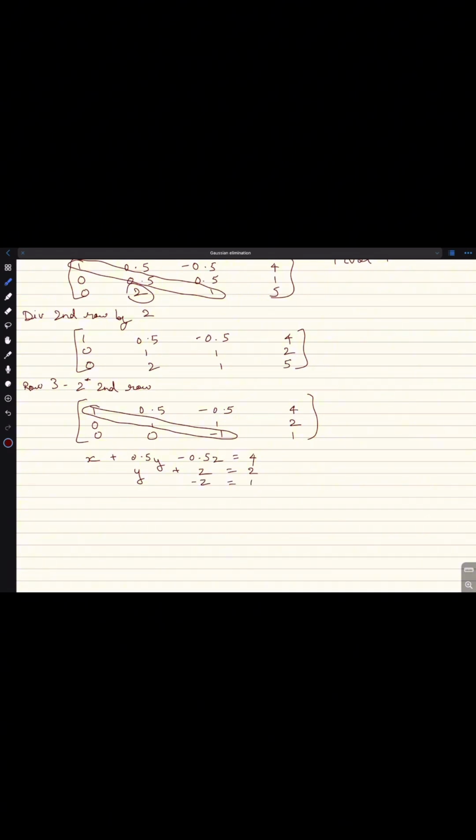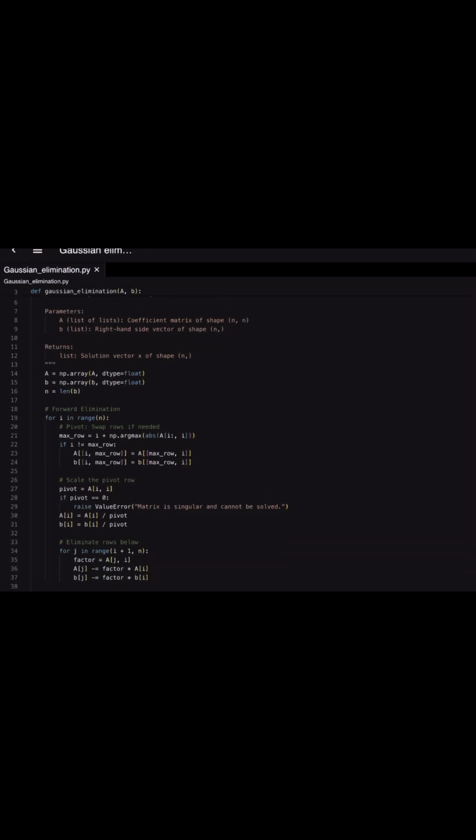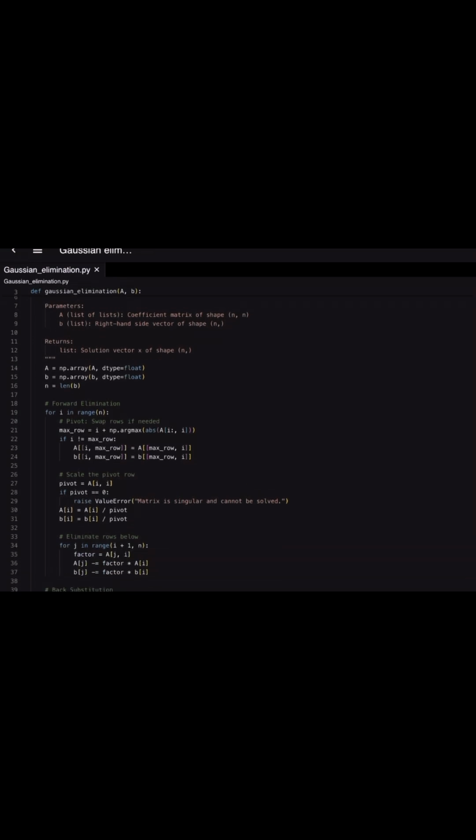So with backward substitution, you get z equals minus 1, y equals 3, and x equals 2. So this is how Gaussian elimination solves this set of equations. Now, let's see how we can implement Gaussian elimination in Python. Okay, so here we have a function called Gaussian elimination. We will solve the equation Ax equals b, like I had shown in the previous example.